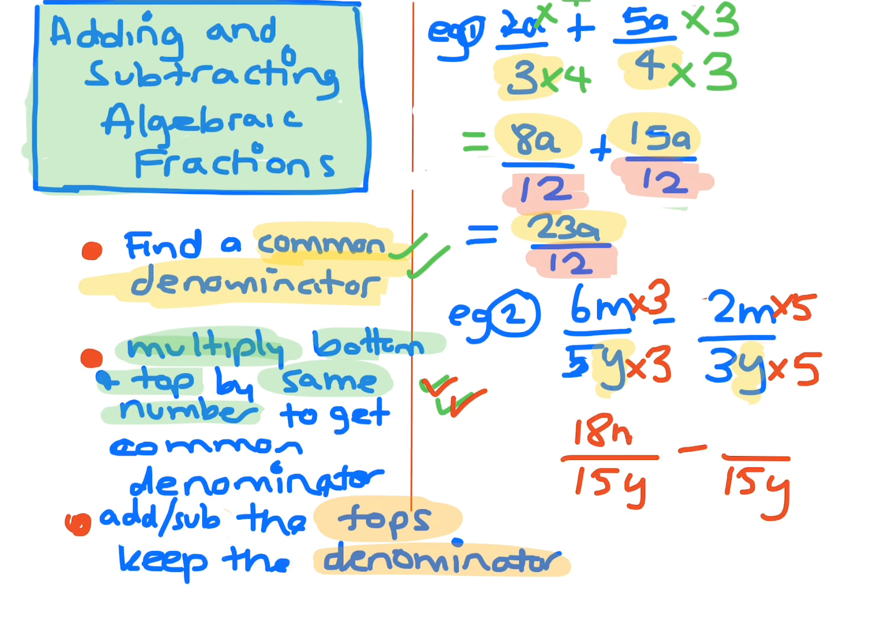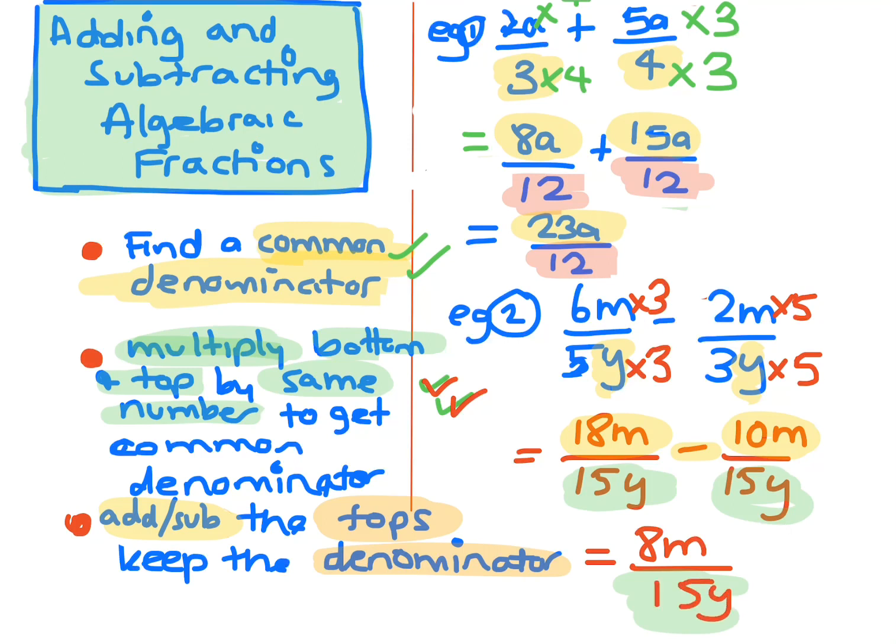6 times 3 is 18, so that's 18m. 2 times 5 is 10, so that's 10m. Okay, 18m minus 10m, that's the next step. You add or subtract the tops and you keep the denominator the same. So this is subtract the top number. So 18m minus 10m is 8m. And you keep the denominator the same. So what is the denominator there? The denominator is 15. So you're going to keep the 15 on the bottom there. So that's going to be 8m on 15y.